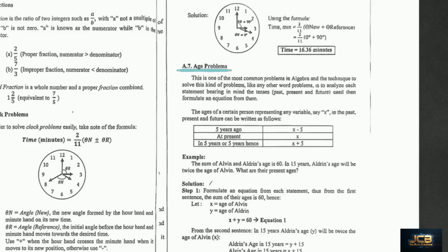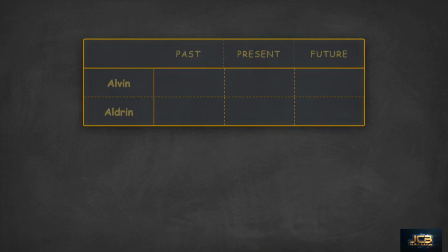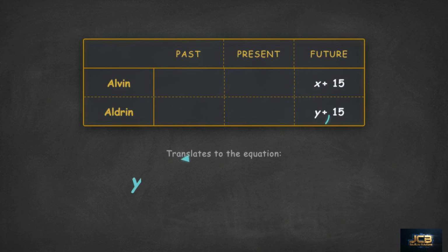Age problems are most efficiently handled using a fixed structure. Immediately draw a timeline table like this, plotting your variables strictly in the past, present, and future columns. From that table, the algebraic equation is extracted directly from the text. For example, stating Aldrin's age in 15 years will be twice Alvin's age translates to the equation y plus 15 equals 2 times the quantity x plus 15.